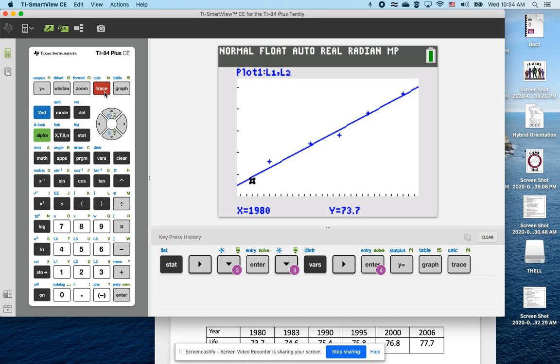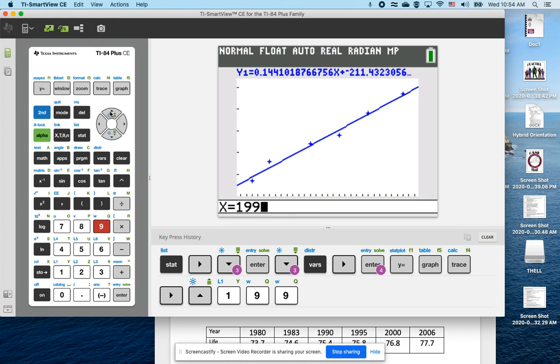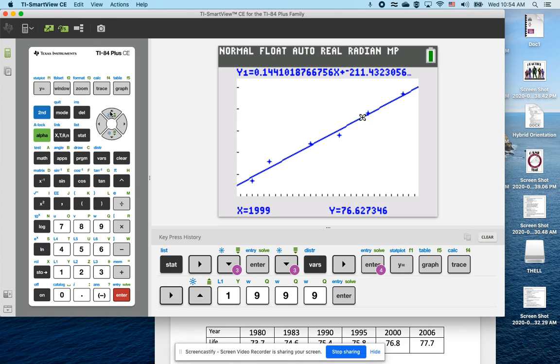For instance, if you hit Trace, right now when we go from left to right, we go from data point to data point. So use your up and down arrow. And now our cursor has moved to the line, to our prediction equation. And if we wanted to predict what the life expectancy would be in 1999, we just type in 1999 and hit enter. It would be 76.6.